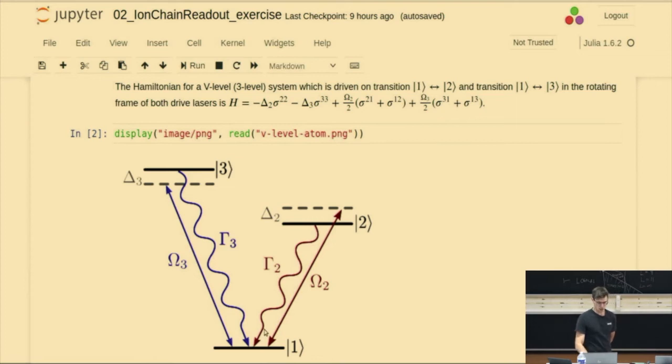Maybe I should also mention this. The reason you can detect whether it's in the excited or ground state is that if it's in the excited state, the state does not couple to state 3, so nothing will happen. You don't detect any photons. If it's in the ground state, it couples to state 3, and then you get all these photons from the decay of the excited state. Okay.